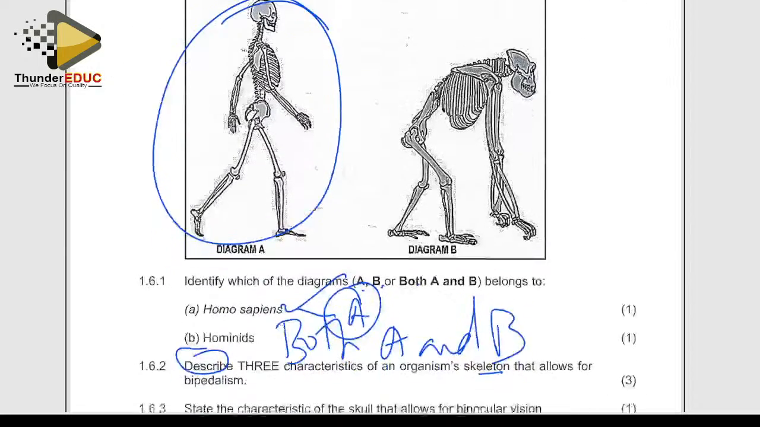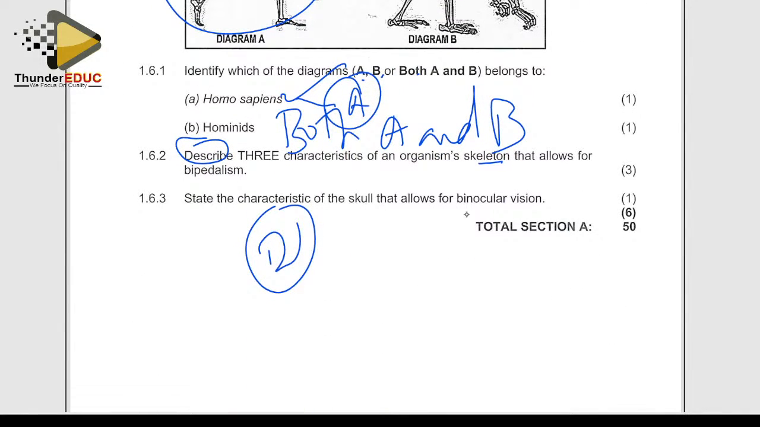I think section A: state 3 characteristics of the scar that allow binocular vision. The eye sockets are in the front, eyes in front. You understand? It has two eye sockets. Because they're talking about the characteristic of this organism to allow binocular vision, so two eye sockets, they're in front, so that they're able to see.